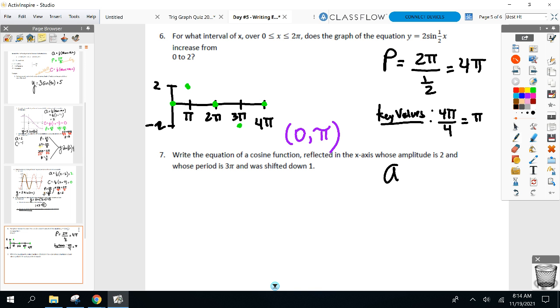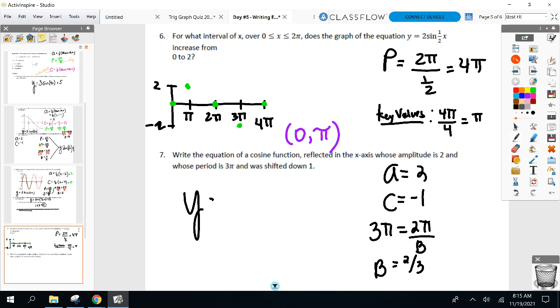Your a value was already 2, c value -1. B value, let's see, we did 3 pi. I think we've done this one already today, huh? 2 pi over b. What was b there? 2/3? Yeah. All right, ready? So most of us, y equals 2 cosine 2/3 x down 1. Perfect.